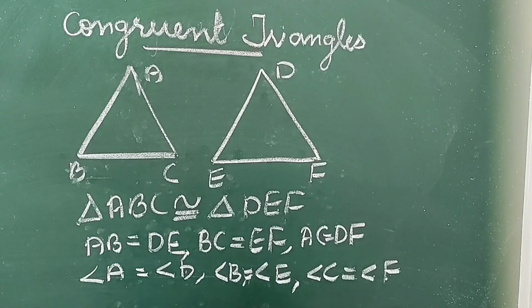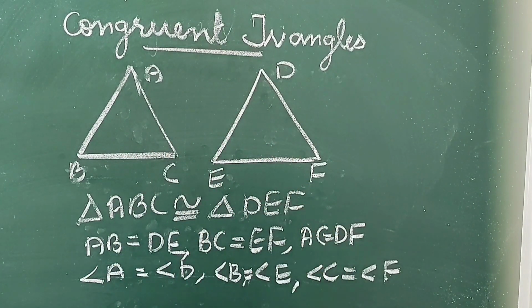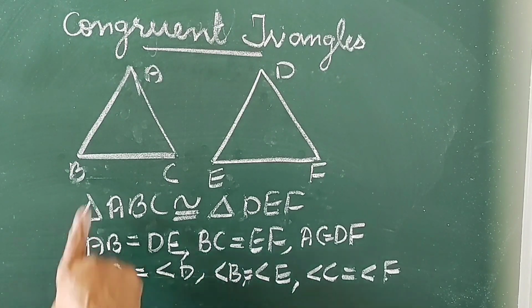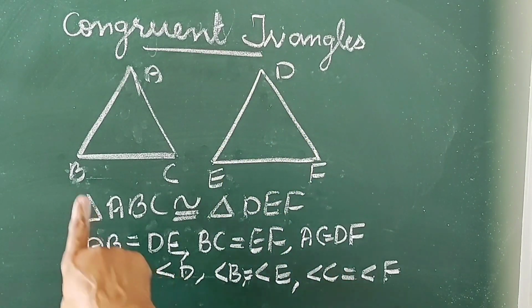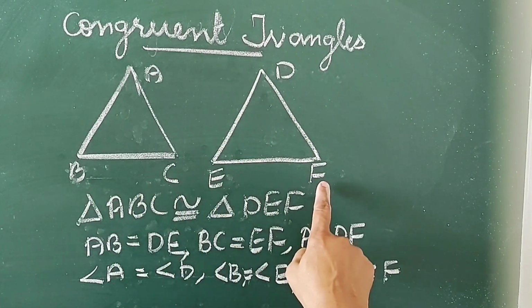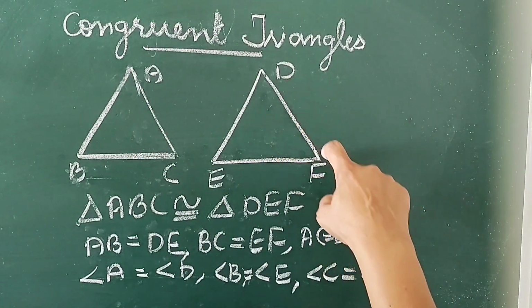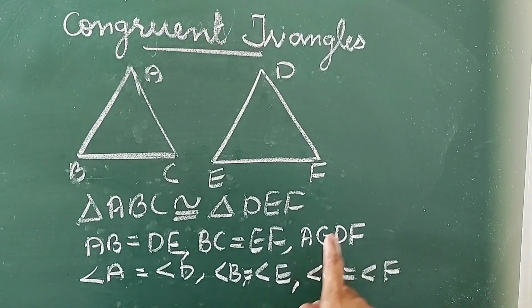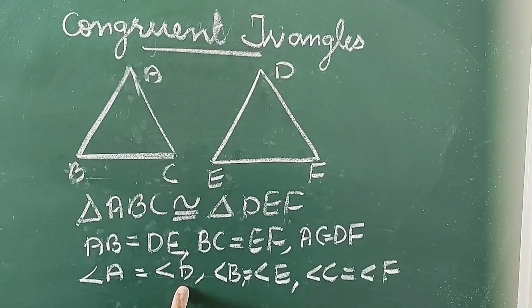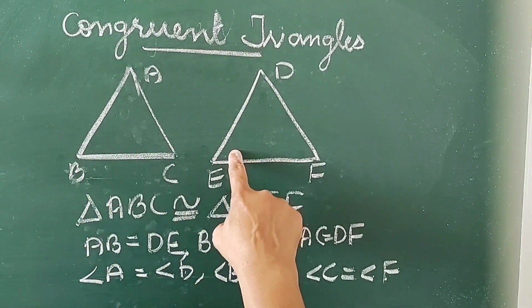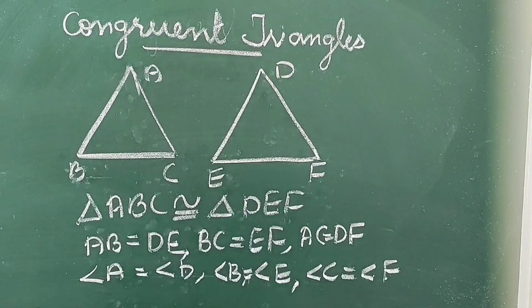That is, if triangle ABC is congruent to triangle DEF, then side AB equal to side DE, side BC equal to side EF and side CA equal to side FD. Also, angle A equal to angle D, angle B equal to angle E, angle C equal to angle F.